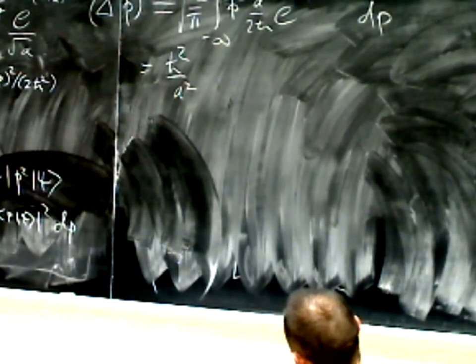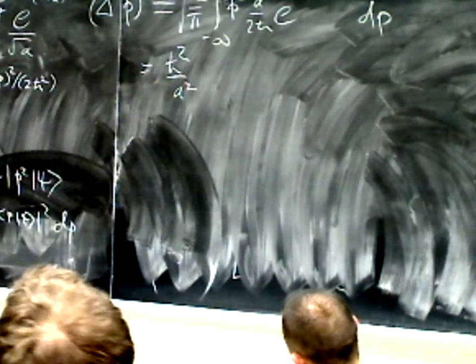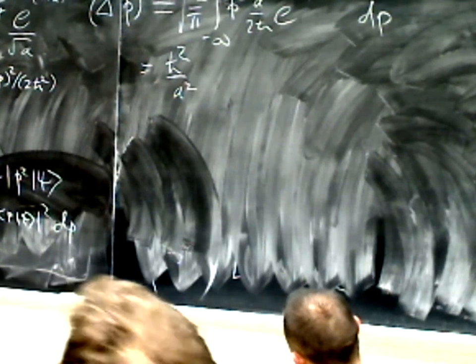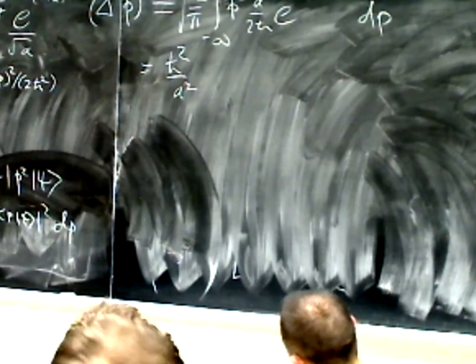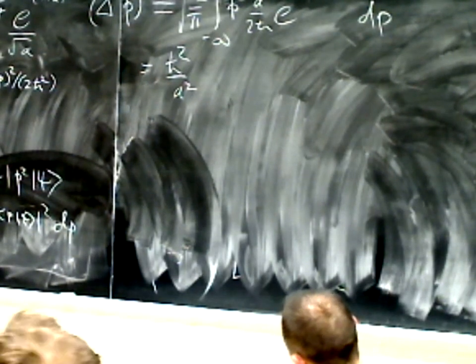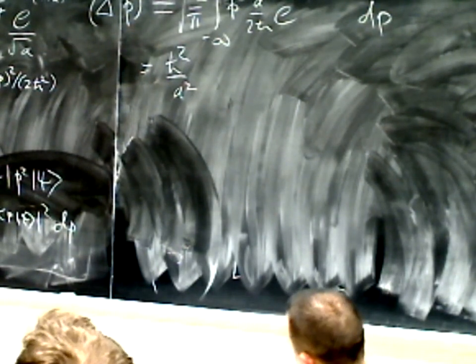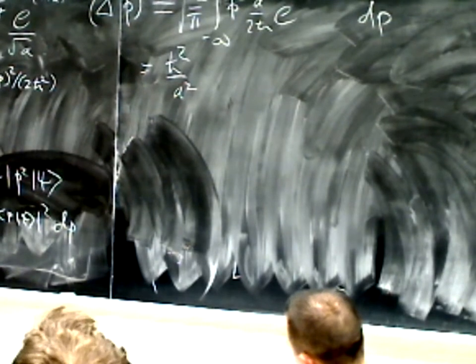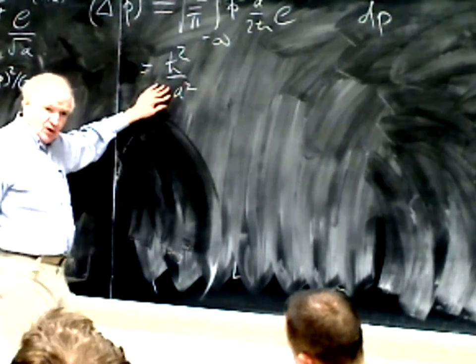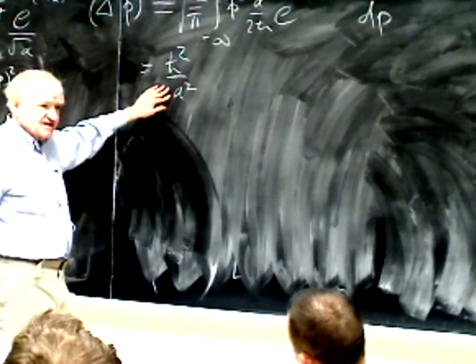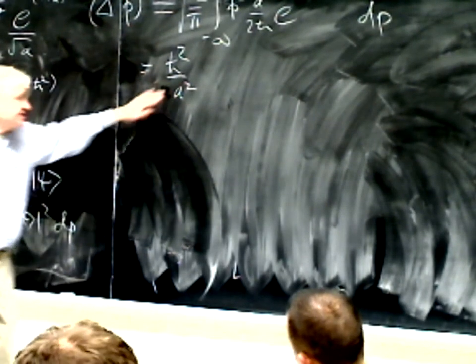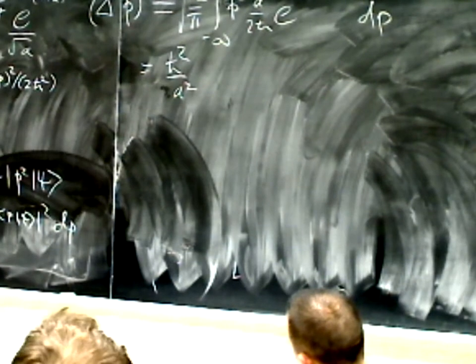So notice once again, when A is big, the uncertainty in position is big, but then the uncertainty in momentum is small. And conversely, if A is small, the uncertainty in momentum is big, but on the other hand, the uncertainty in position is small.